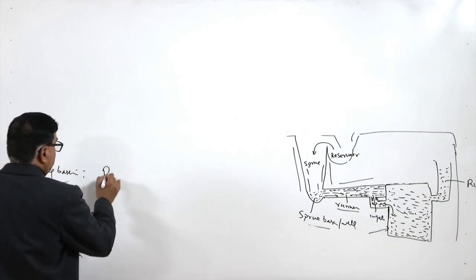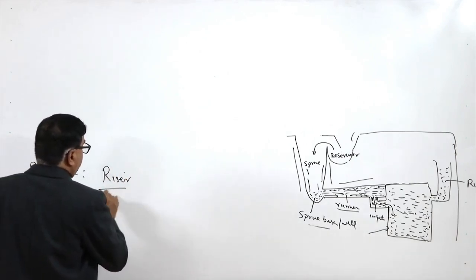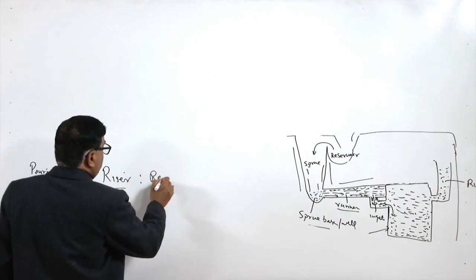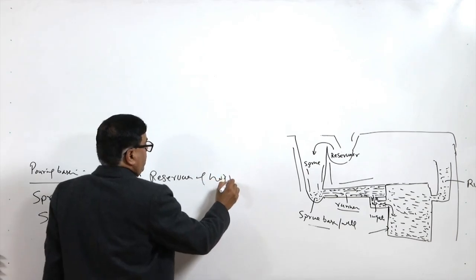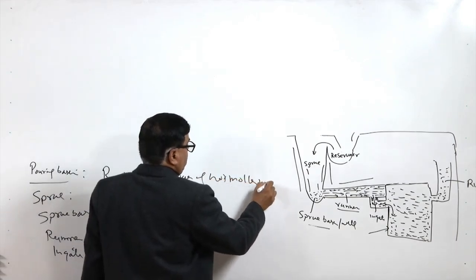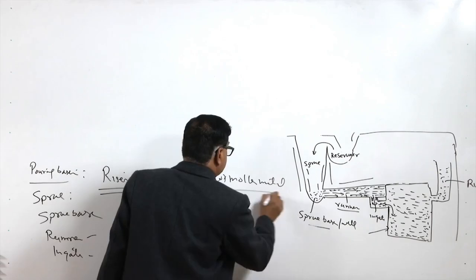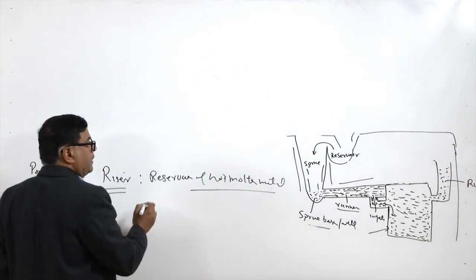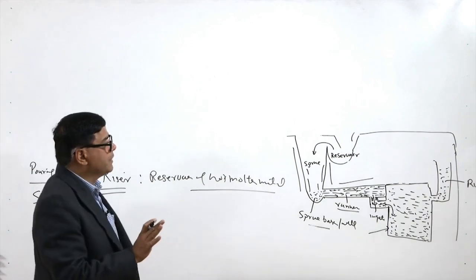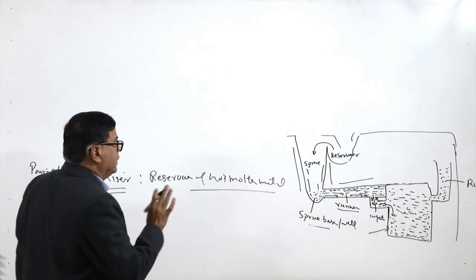Then the riser is another member. This is also a reservoir of the hot molten metal, and this reservoir feeds the liquid metal to the mold cavity when there is a shrinkage of the molten metal.